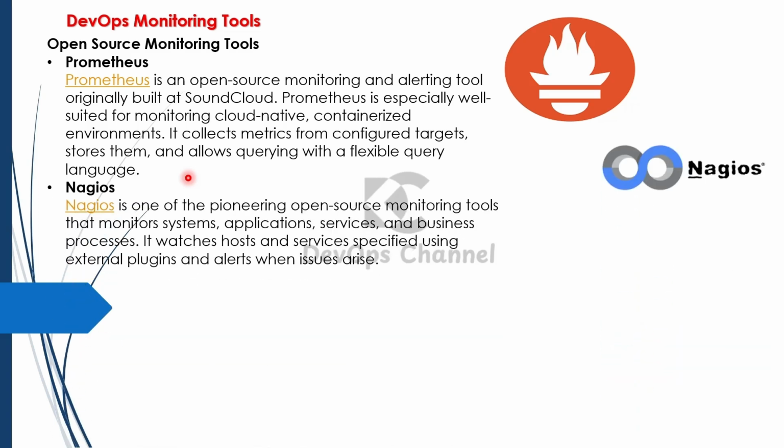Next open source tool is Nagios. It's also one of the popular ones. It's a pioneering open source monitoring tool that monitors systems, applications, services, and business processes. It watches hosts and services specified using external plugins and alerts when issues arise. So they also have an alerting system in place, while Prometheus also has an alerting system in place.